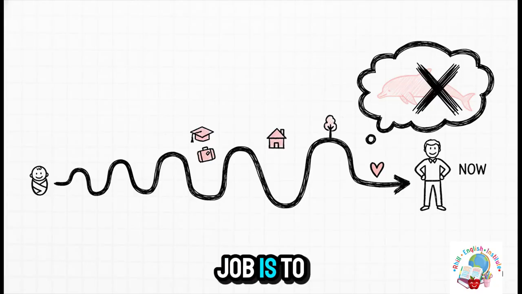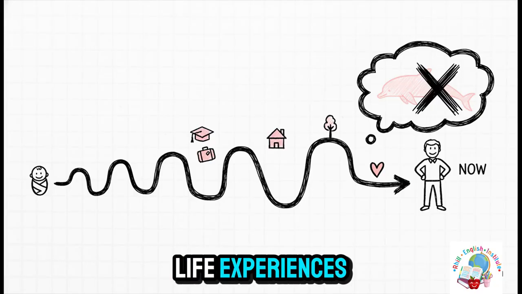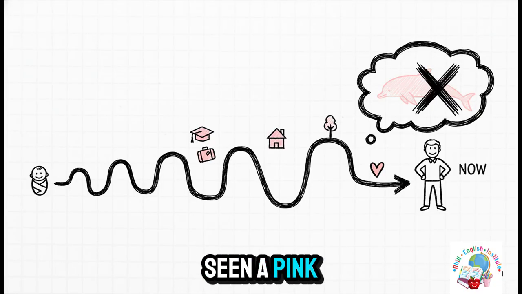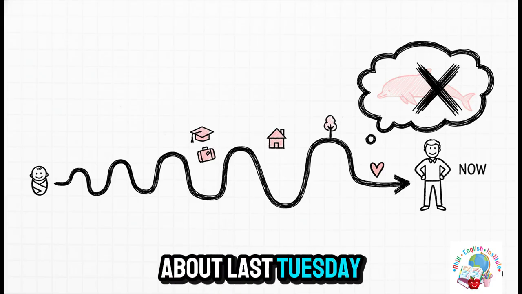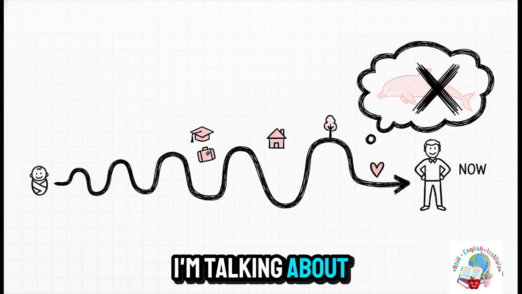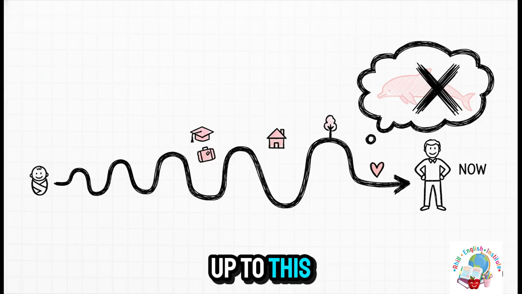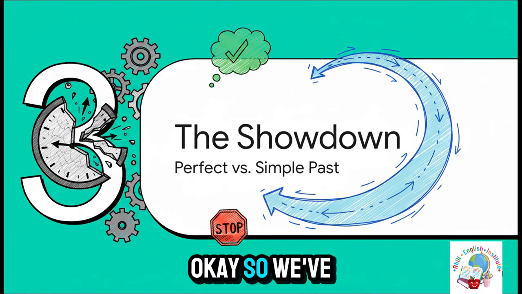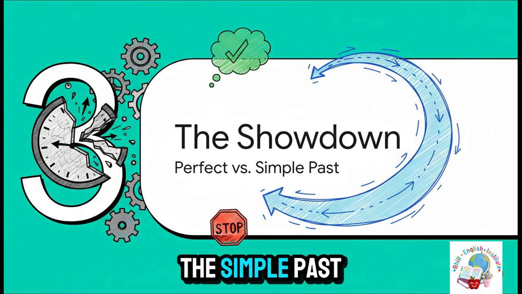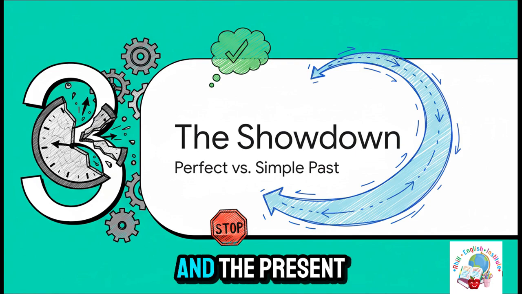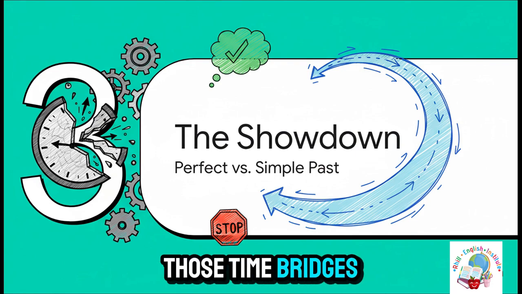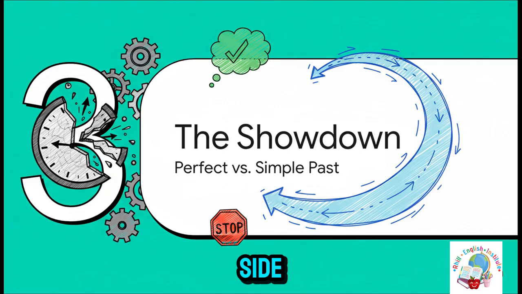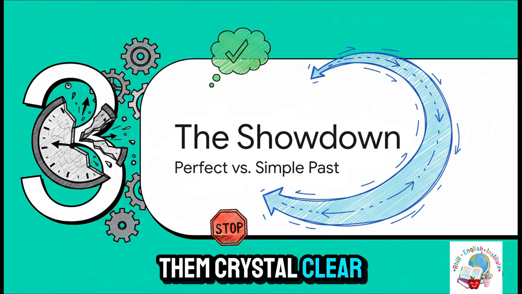And the third job is to talk about our life experiences. You know, if I say I have never seen a pink river dolphin, I'm not talking about last Tuesday or that one vacation. I'm talking about my entire life, all the way up to this very moment. The time frame is just my life. Okay, so we've met our two main players, the simple past for those finished stories and the present perfect for building those time bridges. Now let's put them side by side. This should make the choice between them crystal clear.